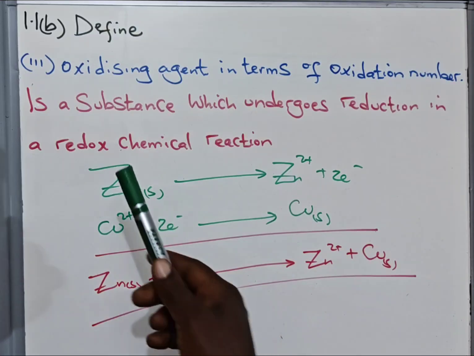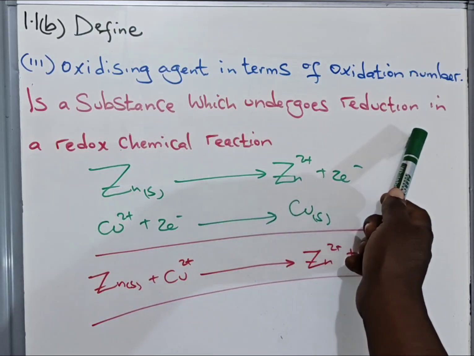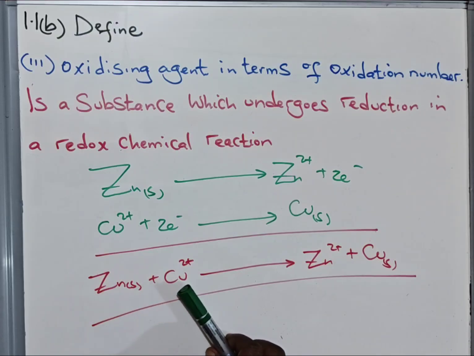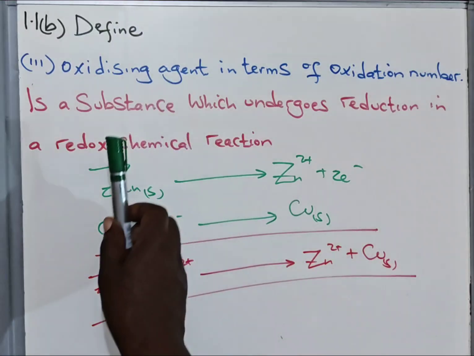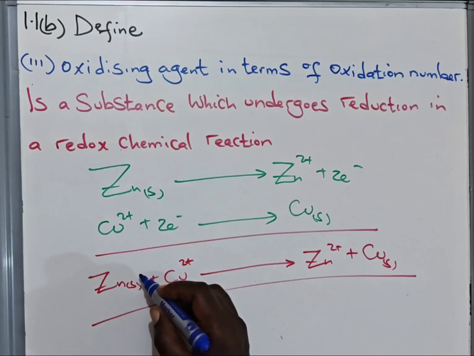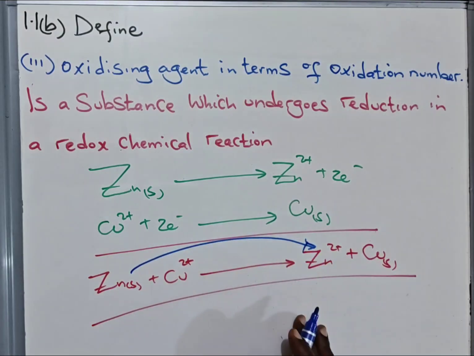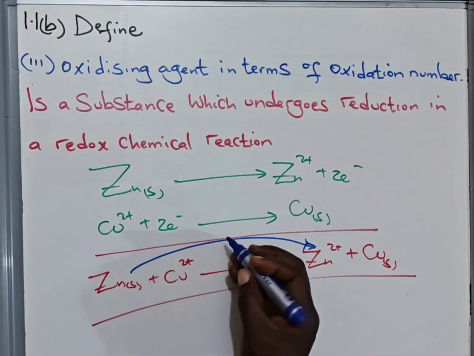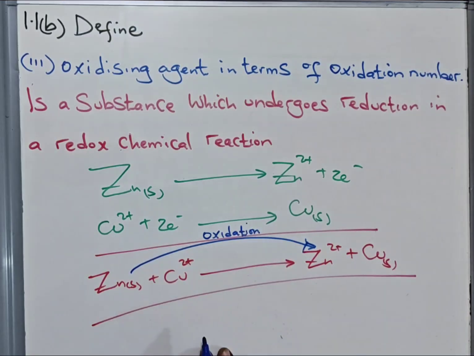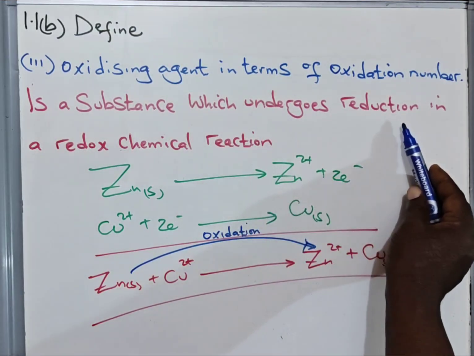And what are we saying here? An oxidizing agent is a substance which undergoes reduction. So between these two in our net reaction, one is an oxidizing agent and one is a reducing agent. What is an oxidizing agent? It undergoes reduction. So you look at each and find out how it has changed. Zinc has turned into zinc 2 plus ion. This is an increase. This is oxidation.